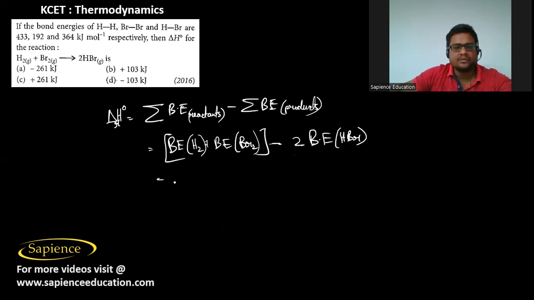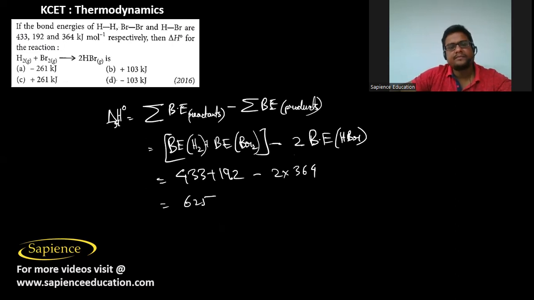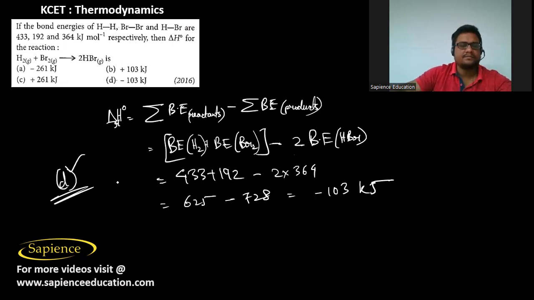So that will be equal to 433 plus 192 minus 2 into 364. So that will be equal to 625 minus 728, which is equal to minus 103 kilojoule. So it means option D is the correct answer.